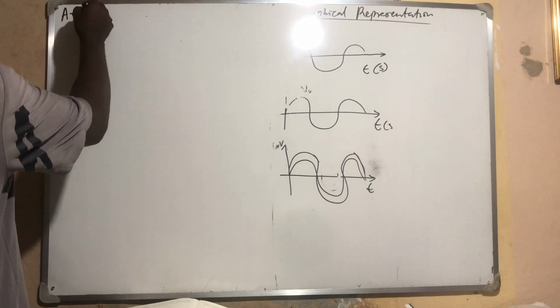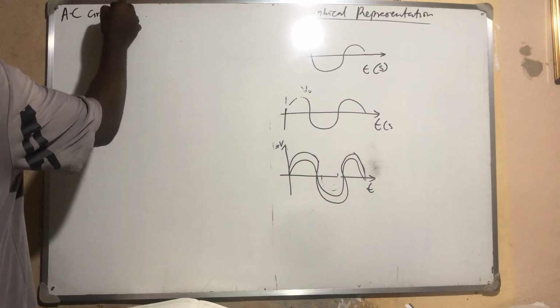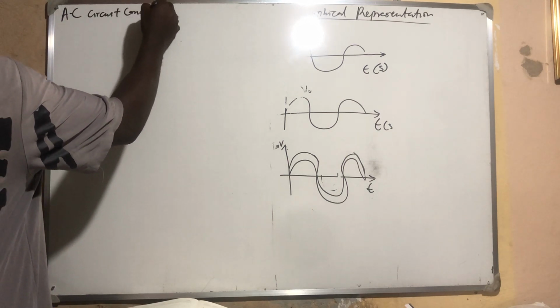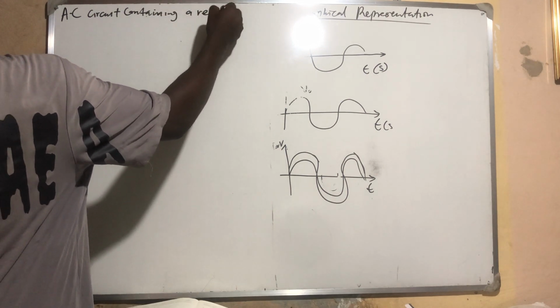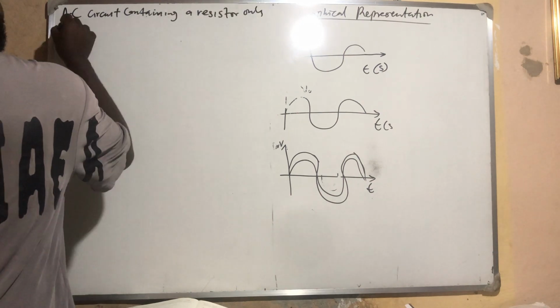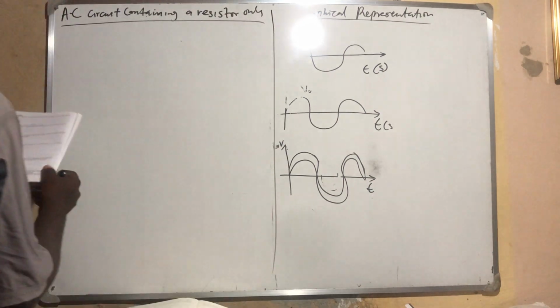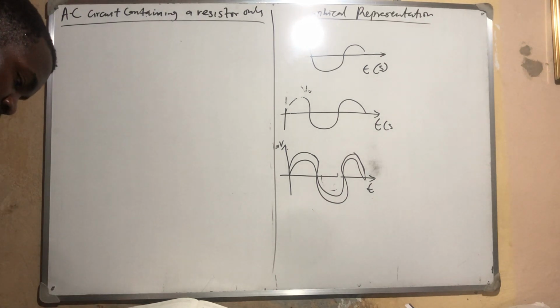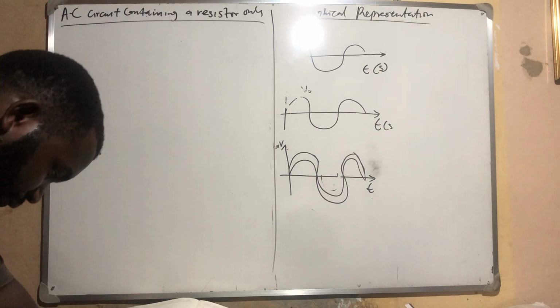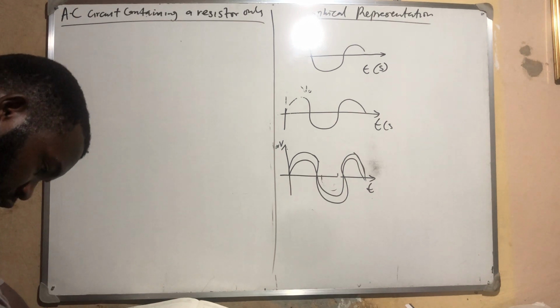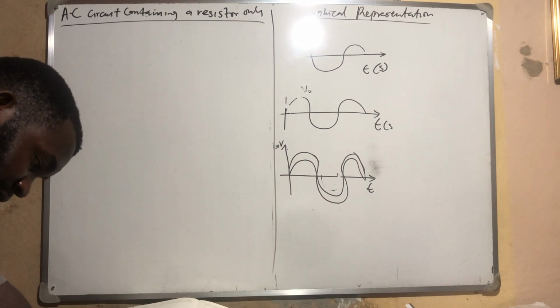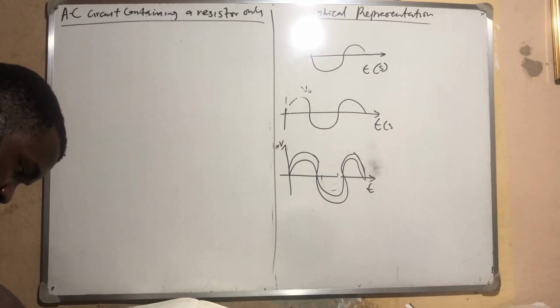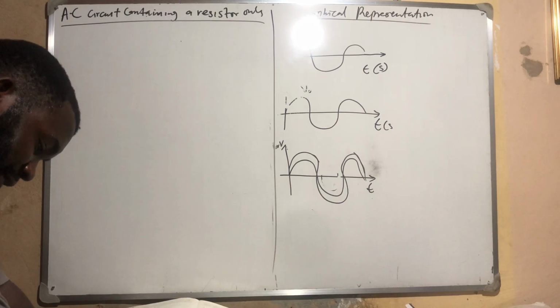AC circuit containing a resistor only. Now, let's know what happens when an AC circuit contains only a resistor. For a purely resistive circuit, that is, a circuit containing a resistor only, both the current and the voltage are in phase. That is, none is leading and none is lagging. They move at the same speed.